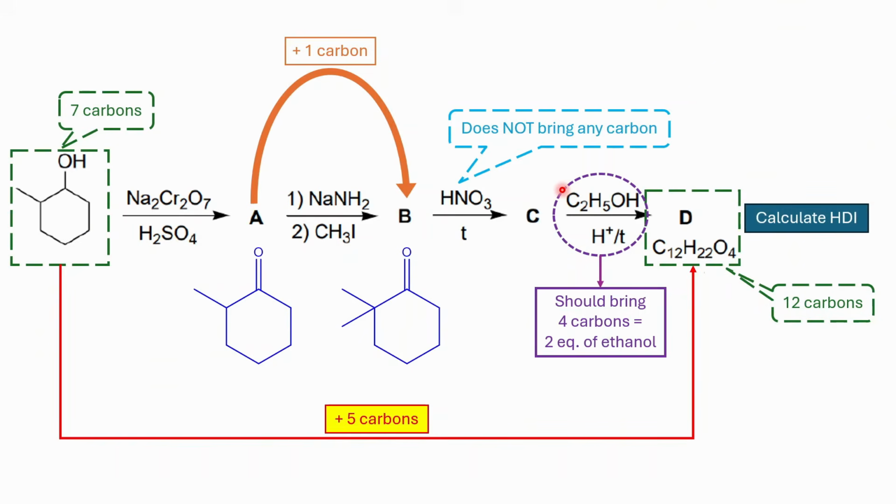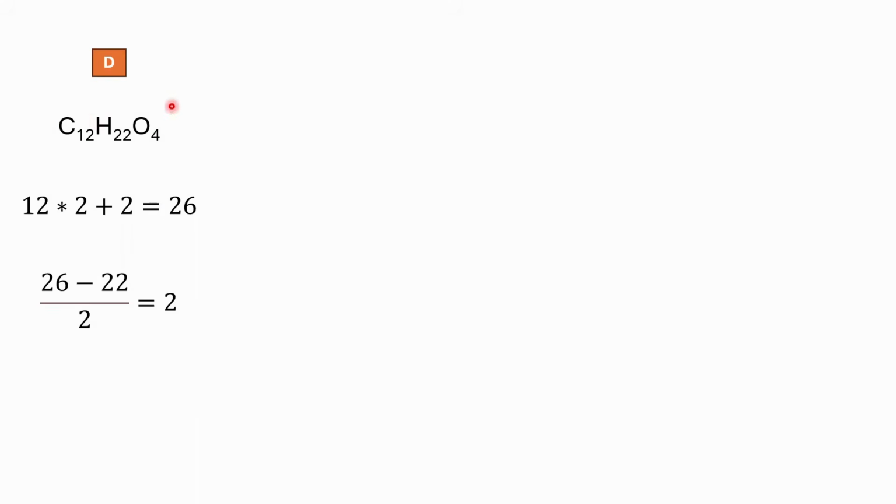So in the next slide, I'm going to show you what HDI is, how to calculate it, and how it is helpful for us in determining the structures. So here is the molecular formula of compound D. We are given this. And here this is 2n plus 2, where n is the number of carbon atoms. This helps us find the maximum number of hydrogens. So in this specific compound that has 12 carbon atoms, maximum we can have 26, not more than that. But we have only 22.